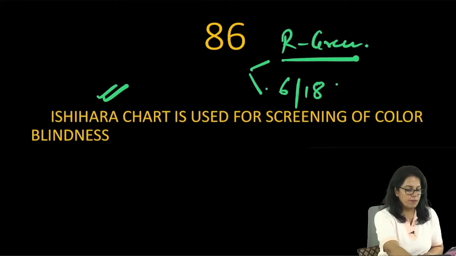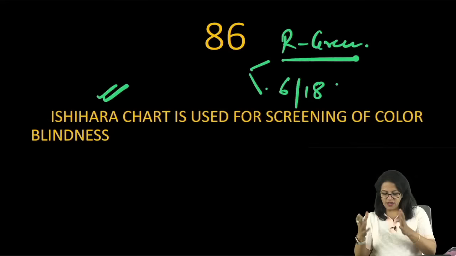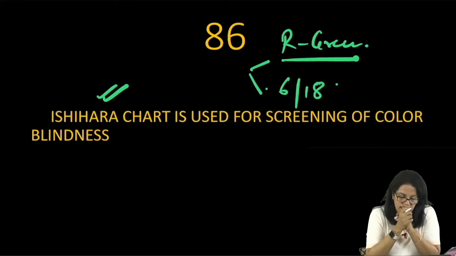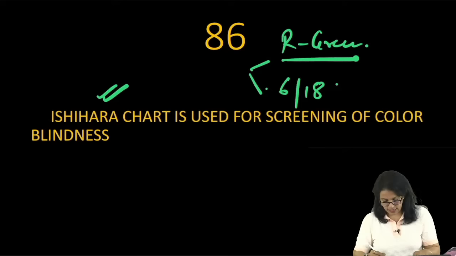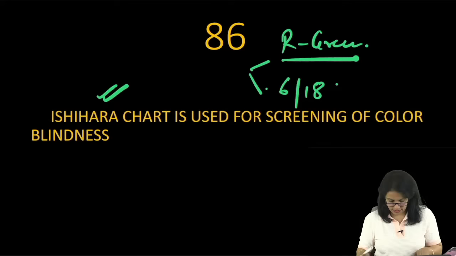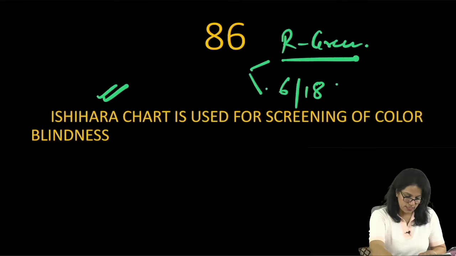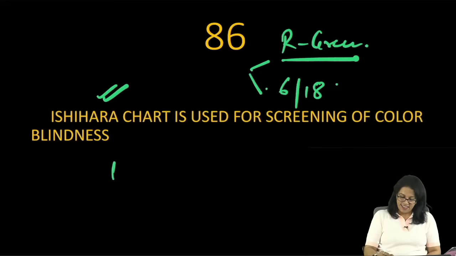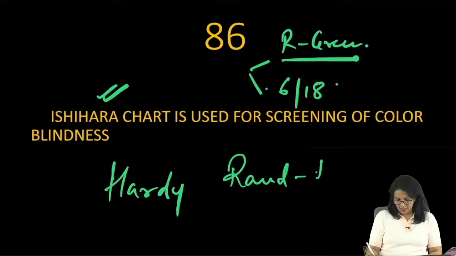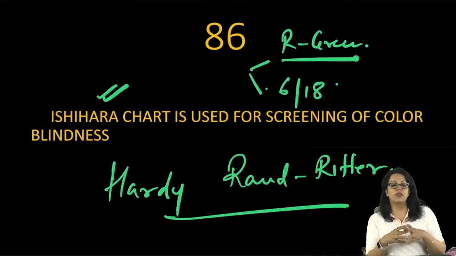But suppose that there is a child and he cannot read this, then what do you do? What is the next chart? If this is a child and he cannot read the numbers written in your Ishihara chart, then what will you do? In that case, just remember what is the name? That is Hardy Rand Rittler. Okay, it just slipped from my mind, I remember, yes. So it is the Hardy Rand Rittler chart. This is again a chart which you can use for the same purpose, based on the same principle, and you can use it for small children.